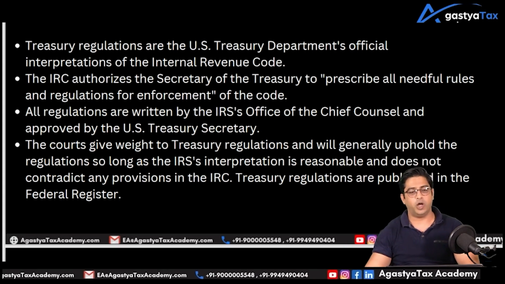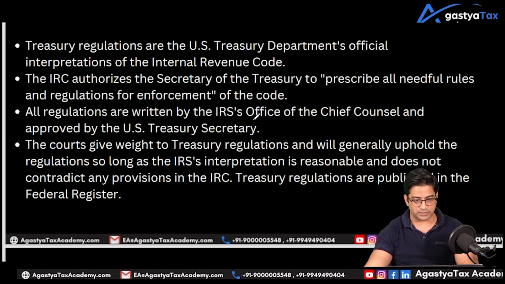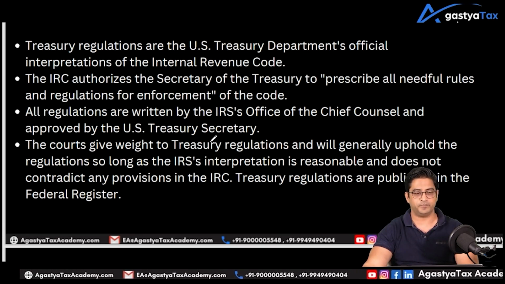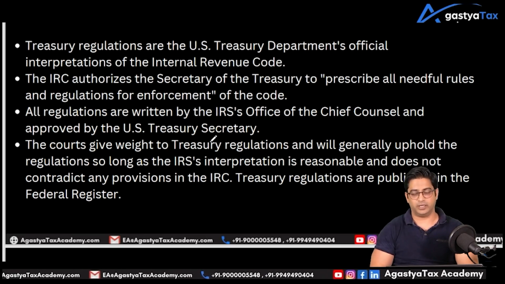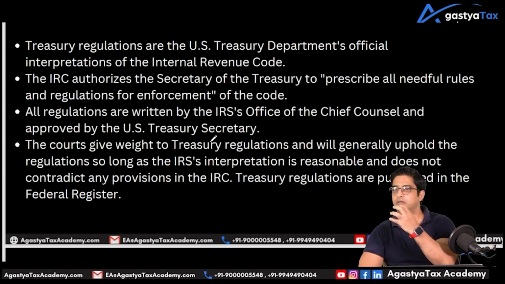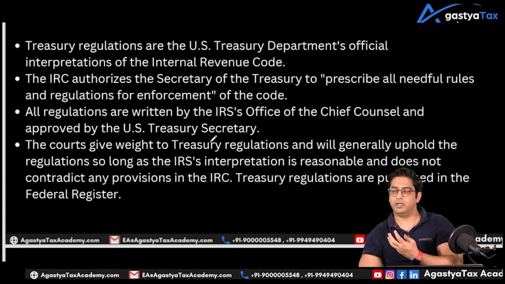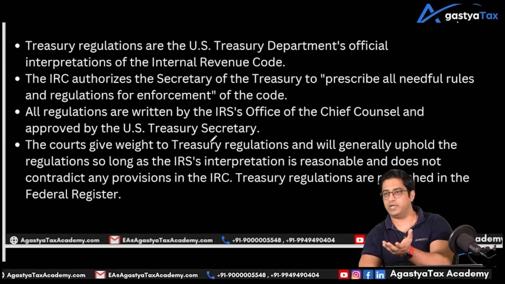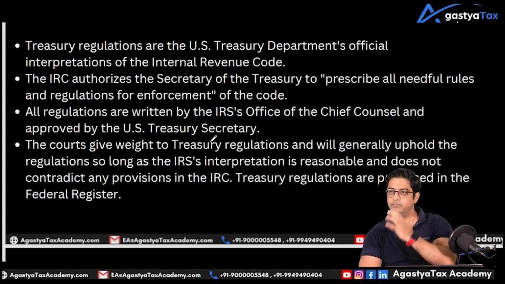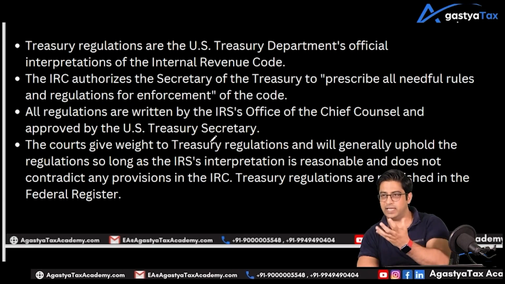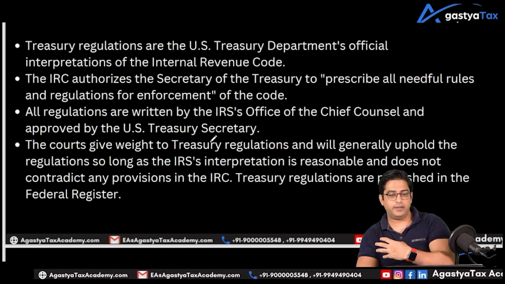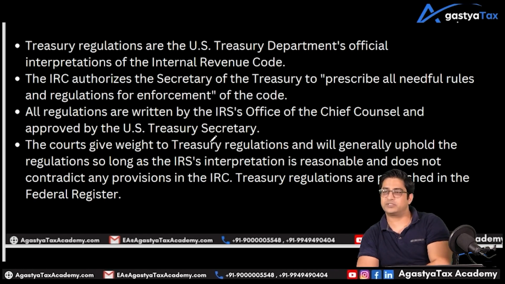So all regulations are written by the IRS Office of Chief Counsel and approved by the US Treasury Secretary. What are they saying? All the regulations are written by the IRS Office of the Chief Counsel. These are the attorneys of the IRS. The IRS has its own internal lawyers. Chief Counsel are the big daddies of attorneys. They are the ones who interpret the particular laws. And approved by whom? The US Treasury Secretary.